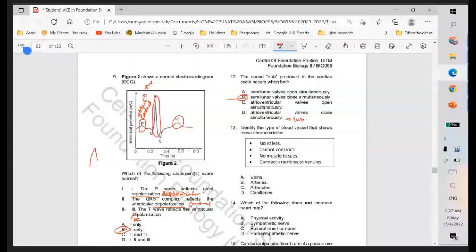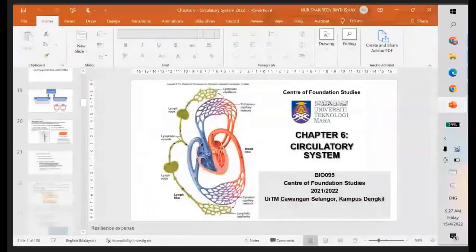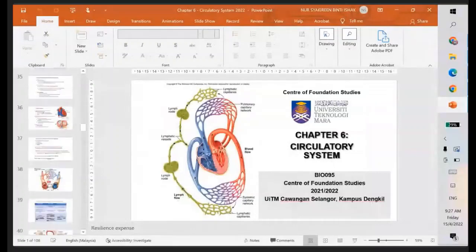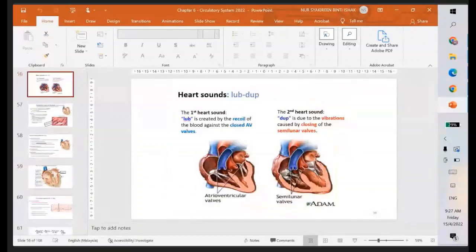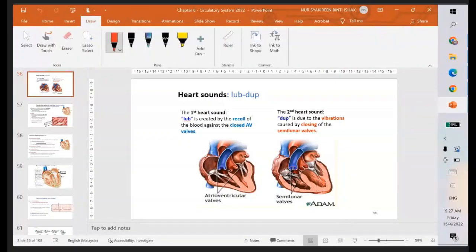If you refer to your notes, it is in this slide. The heart sounds, the lub and dub. The first sound is lub. The question asks about dub, so dub is created due to the vibration caused by the closing of the semilunar valves. So the semilunar valves close, and that creates the dub sound.